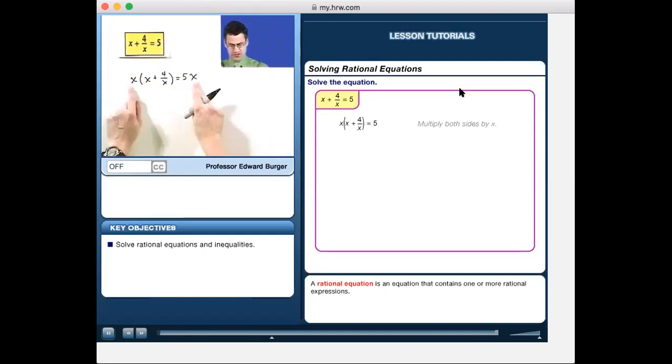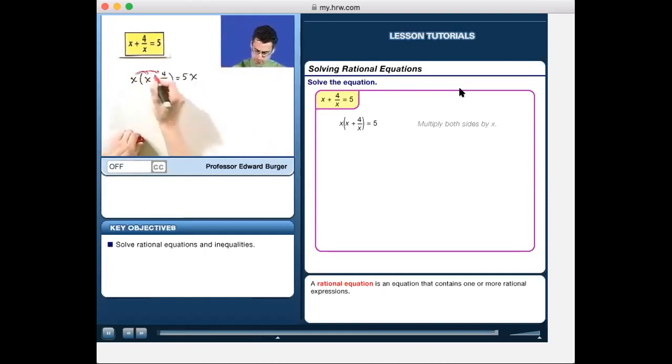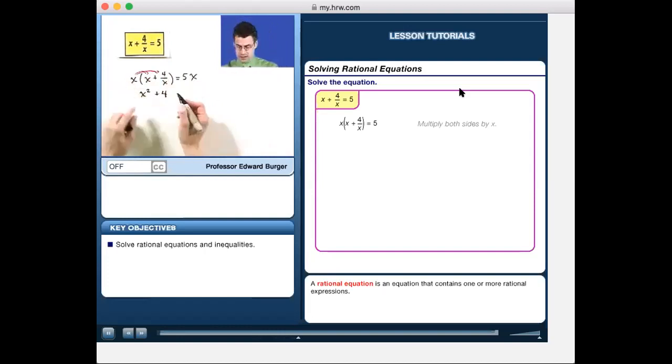Okay, so I multiply both sides by x. Now I've got to distribute, of course. And what I see here is x squared. And now x times 4 over x, the x's actually can be simplified. Common factor on the numerator and denominator. And so I'm just left with 4, which was the whole point of multiplying both sides by x.